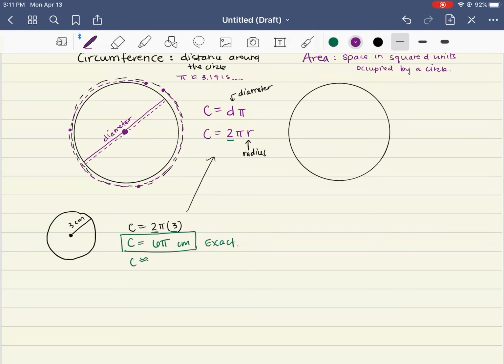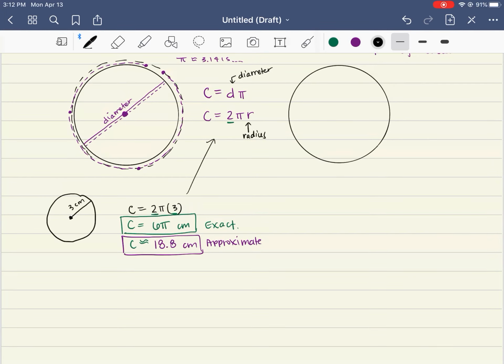So we do 6 and we multiply that by pi, and we end up with a decimal of about 18.8 centimeters. Okay, now that one again is rounded. We rounded it out to a decimal place, so we would call this an approximate circumference. Okay. Again, hopefully we've seen problems like that before. This one you've also probably seen, but we just need to be comfortable with going back and forth.